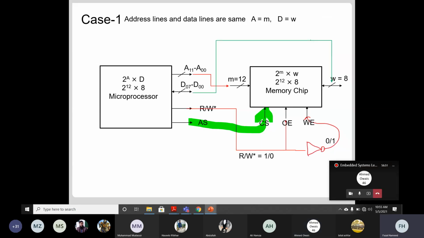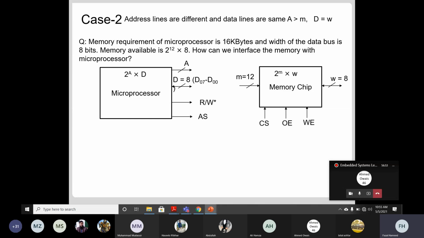अच्छा नाउ we will study a different case when the address lines are different and data lines are same. Now we'll study case number 2. In the previous example, we studied a very simple case when the address lines and the data lines are same. Now in this scenario, the address lines are different and data lines are same. When the address lines are different, what does it imply?